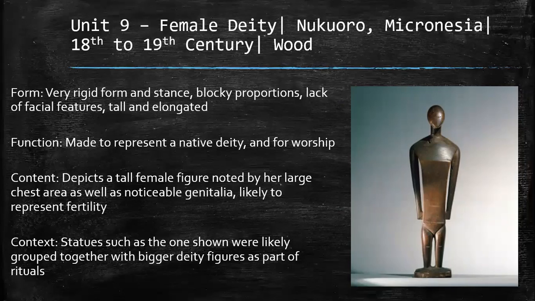So she's very rigid, very blocky, tall, and elongated, and this was likely put in a group of other figures of the same size and stature. It was likely made as a way to worship fertility, to try to bring that into the tribe. So even though we're going to the 18th and 19th century, there are still these human forms represented in more, I guess, tribal societies, as opposed to ones in Europe that choose to idealize figures.